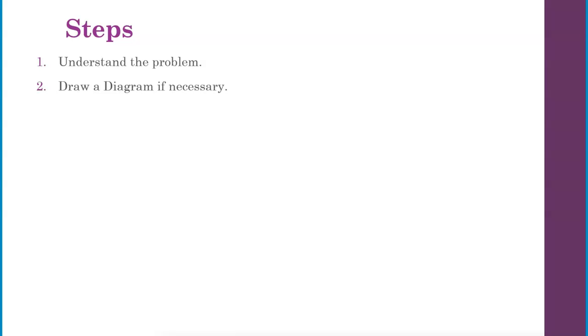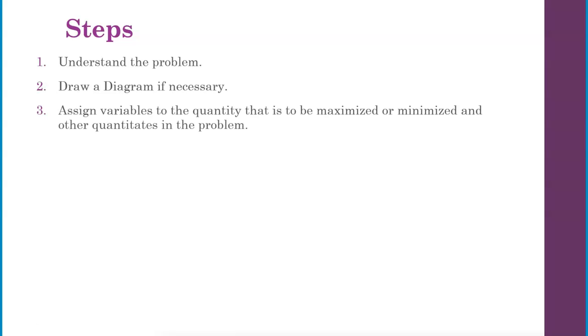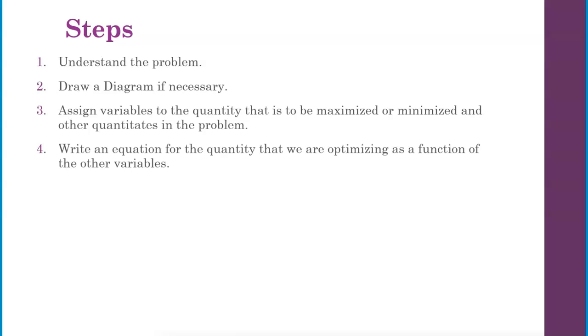Next, draw a diagram if necessary. Not all problems are going to need a diagram, but if they do, it may be helpful. Assign variables to the quantity that is to be maximized or minimized, and any other quantities in the problem. So that makes you look at the problem, understand what the functions are going to be and what the variables that are involved are.